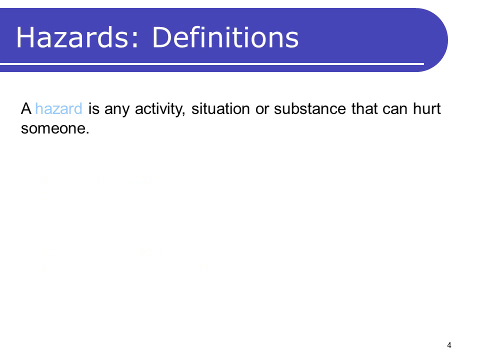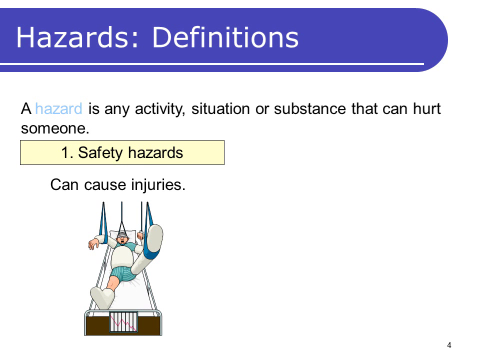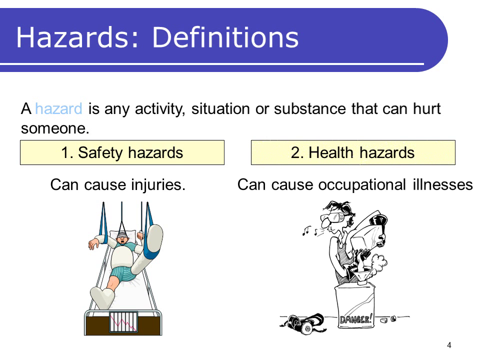Hazard definitions. A hazard is any activity, situation, or substance that can hurt someone. And there are, in general, well, we are going to see more, but in general there are two types of hazards. The first one is the safety hazards that cause or can cause injuries, and the second one is the health hazards that can cause occupational illness or illnesses.